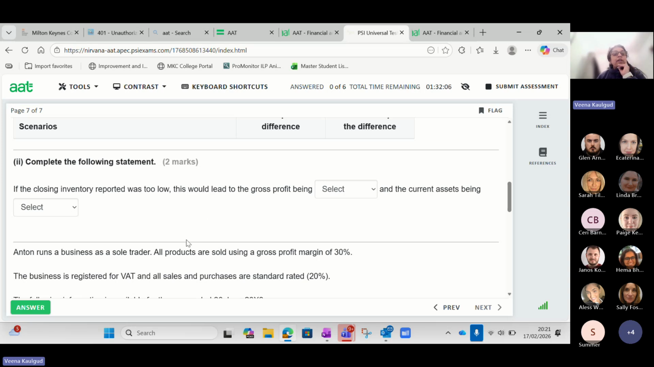Okay. So if the closing inventory reported was too low, this would lead to the gross profit being less or more, overstated or understated, and the current assets being overstated or understated. So if the closing inventory was low, surely the current assets are understated. That is no doubt about it. What happens to the gross profit? You take away the closing inventory from your cost of goods sold. So if it was too low, what happens to your profit?